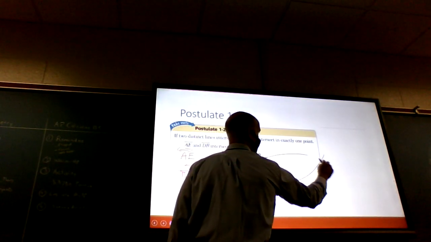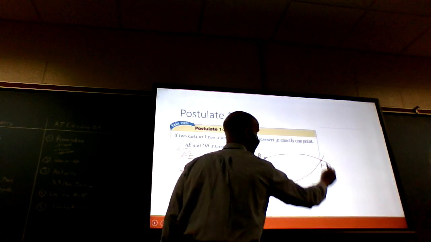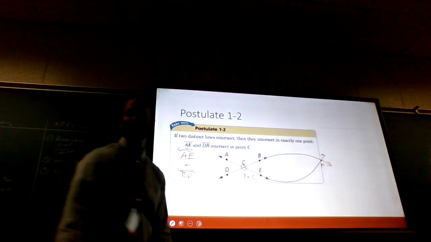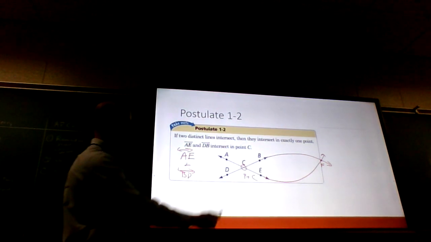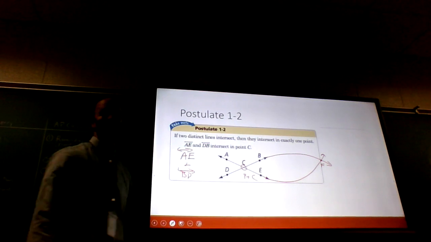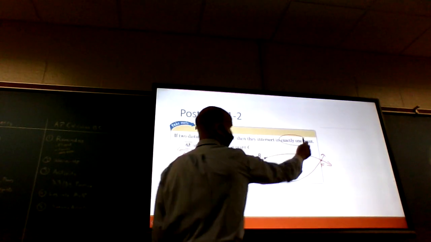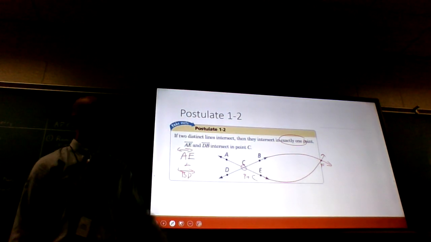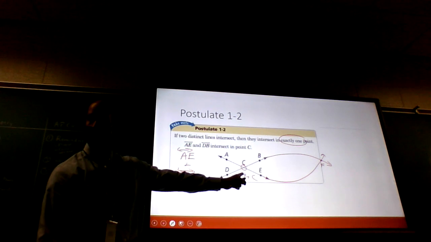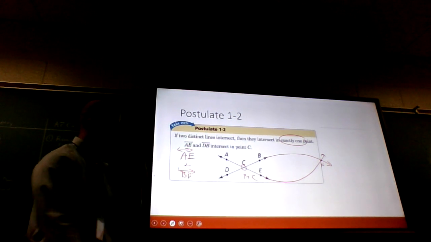And then let's call this over here point F. Is this possible? Not possible. It is not possible for these two lines to intersect at two places. This postulate tells us that they only intersect at exactly one point. So they can't intersect anywhere else. So if we know they intersect here at C, then they don't intersect anywhere else like F.